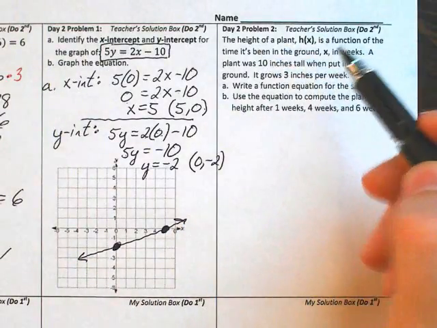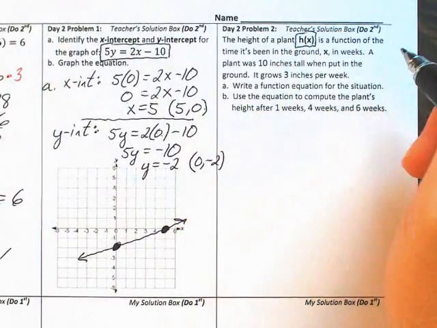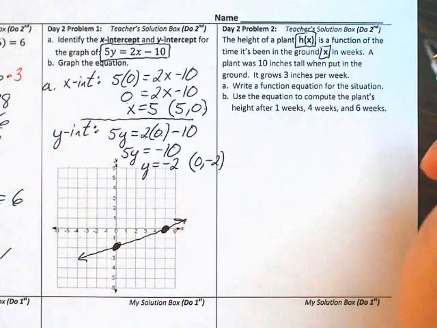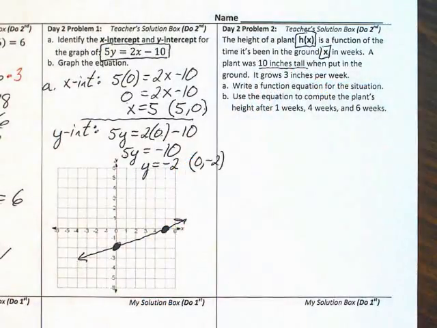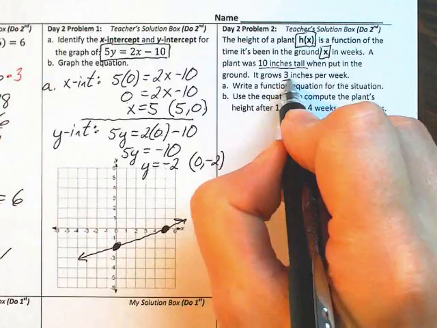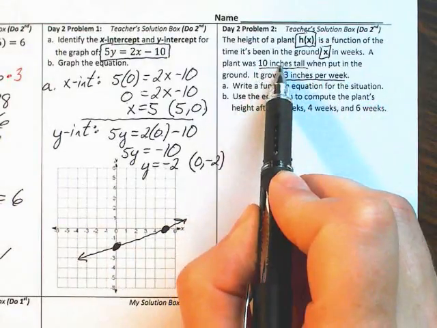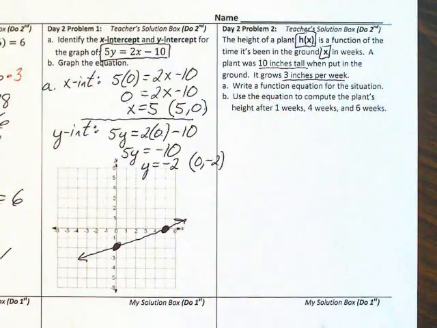Now, day 2, problem 2. The height of a plant, h of x, is a function of the time it's been in the ground, x, in weeks. A plant was 10 inches tall when put in the ground, and it grows 3 inches per week. So this is the initial value, and the 3 inches per week is the rate of change.